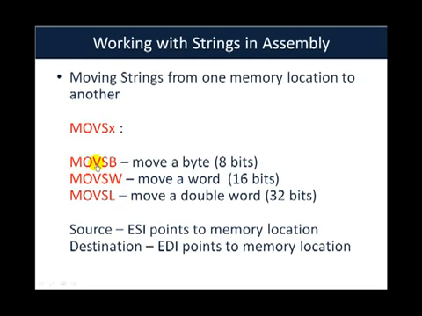Now the interesting part of the MOVSX series of instructions is that the source memory location as well as the destination memory location is implied. The source is always ESI, which points to the memory location, and the destination is where EDI points. So now let's look at a demo of how we can put this instruction to actual use.